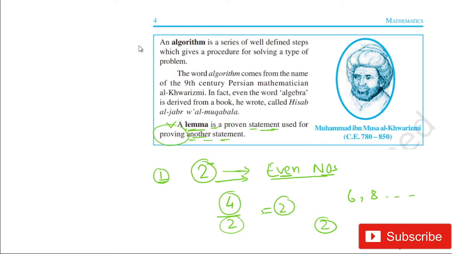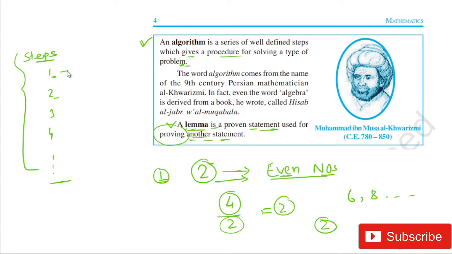Now after lemma, the most important is the algorithm. The definition of it is: an algorithm is a series of well-defined steps, which means there will be some steps. First of all, it is clear that it will have some step 1, 2, 3, 4, and it may go on, and these are well defined, giving us a procedure for solving a type of problem. So these are some sets of steps. By these steps, we will reach a conclusion to a problem. We will solve a problem. So here steps are 1, 2, 3, and so on.